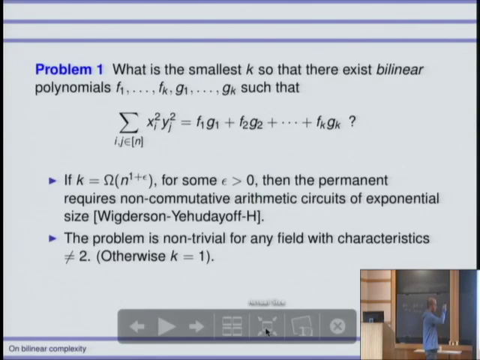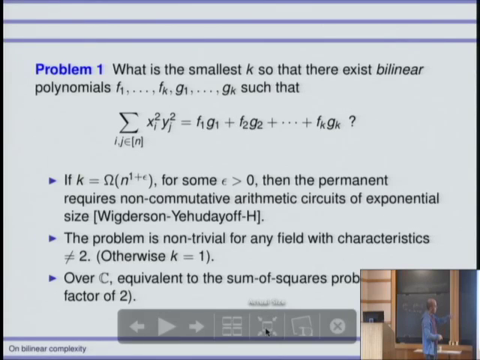So now, over complex numbers, this version of the problem is basically equivalent to the original version of the sum of squares problem, where you may or may not lose the factor of 2. Morally, I think for me, this question is more robust than the sum of squares problem.